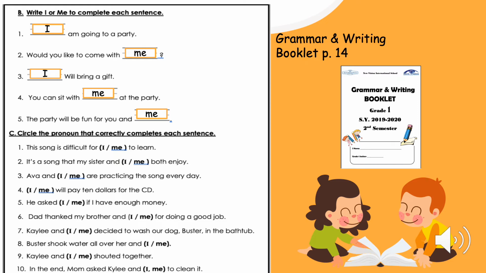Now let's go to number 1 of letter C. Circle the pronoun that correctly completes each sentence. So you have to circle if it's I or me. Number 1. This song is difficult for I or for me? The answer is me. This song is difficult for me to learn.